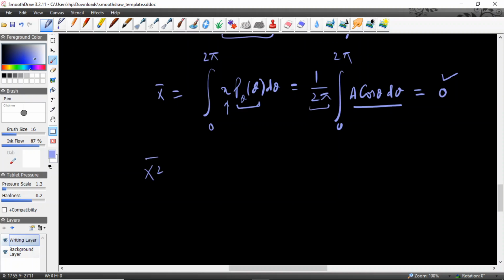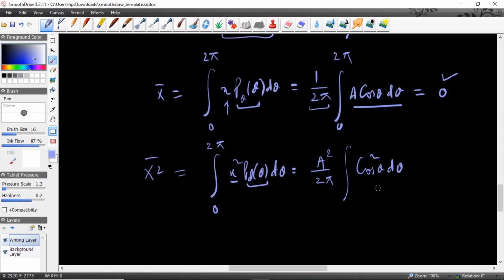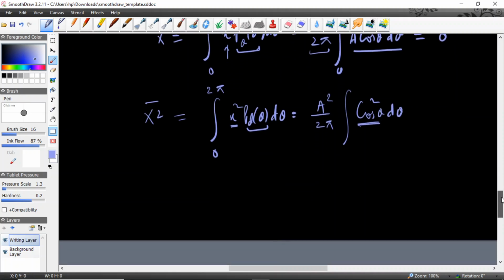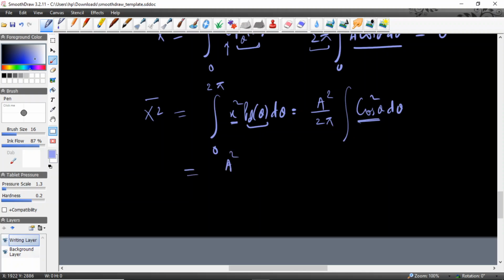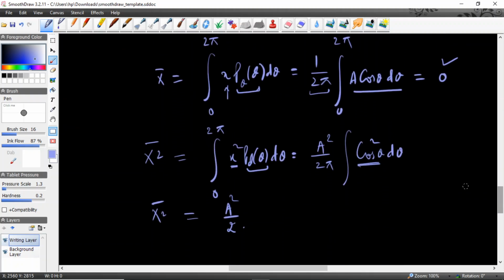Likewise, you can find the mean square value, which is the integral from 0 to 2 pi of x square into p theta of theta into d theta, and in this case, since x is a cos theta, you'll get a square divided by 2 pi. This 2 pi is from this 1 by 2 pi into the integral of cos square theta d theta. So this cos square theta, you can write as (1 plus cos 2 theta) by 2, and then you can integrate it. It comes out to be a square by 2. So the mean value is 0 and the mean square value is a square by 2.